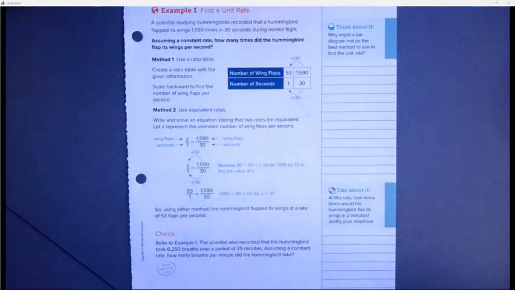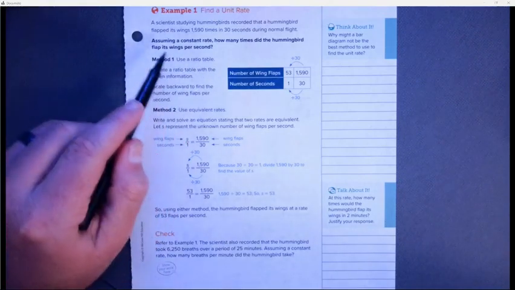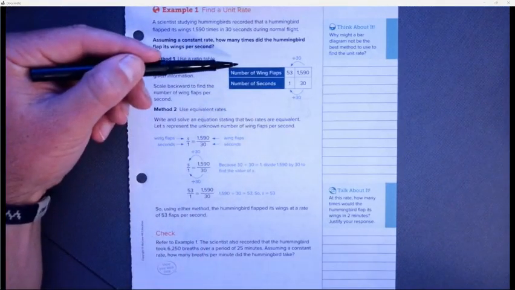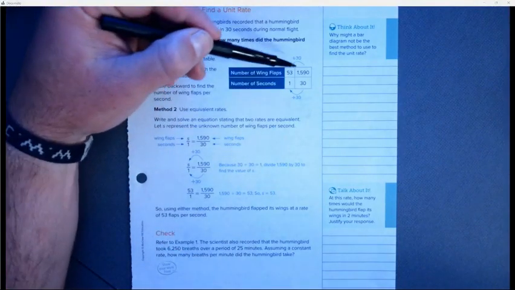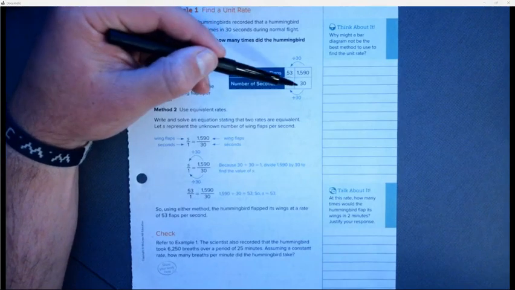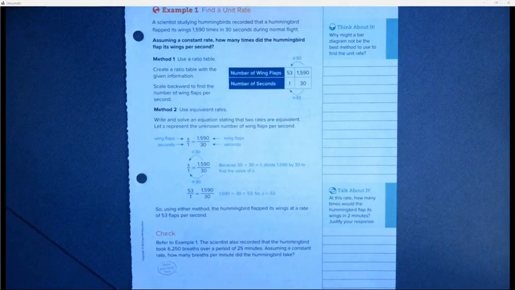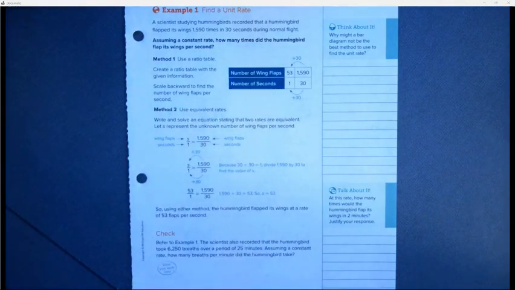The first method is we can set up a ratio table. All right, and since we are comparing the wings per second, we'll have our wings on top and our seconds on bottom. We know that it can do 1,590 flaps in 30 seconds, but we want to know how many flaps it can do in 1 second. Well, we know 30 divided by 30 will give us 1 because any number divided by itself equals 1. So we're going to divide the top number by 30 and we get 53 flaps per second.